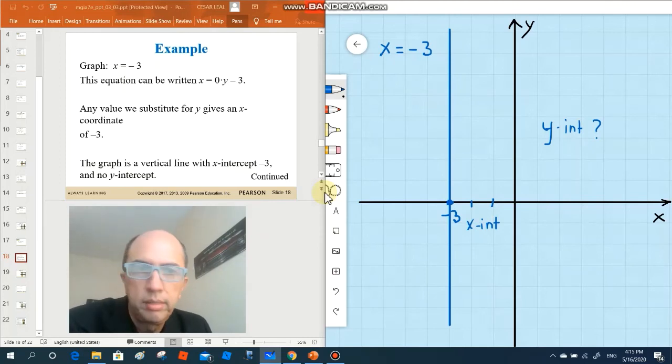And just another remark, this graph here is not the graph of a function. Why? Because for one x, you're going to have several, actually an infinite number of y values. So it's not a function.